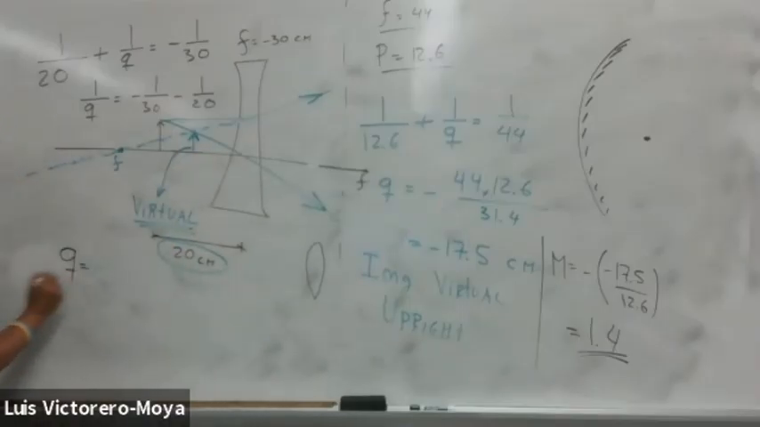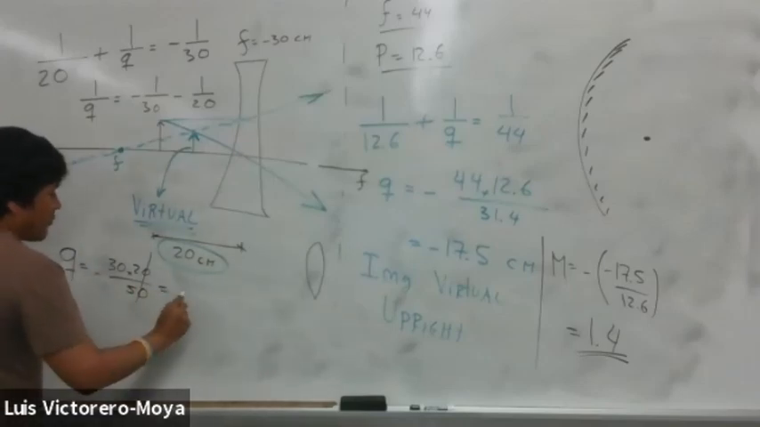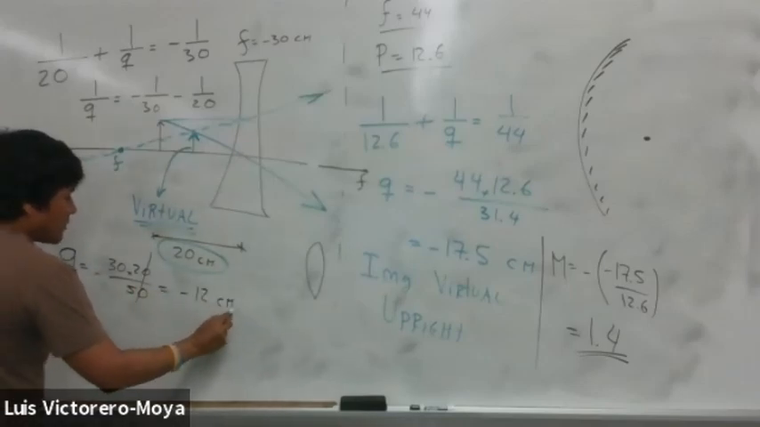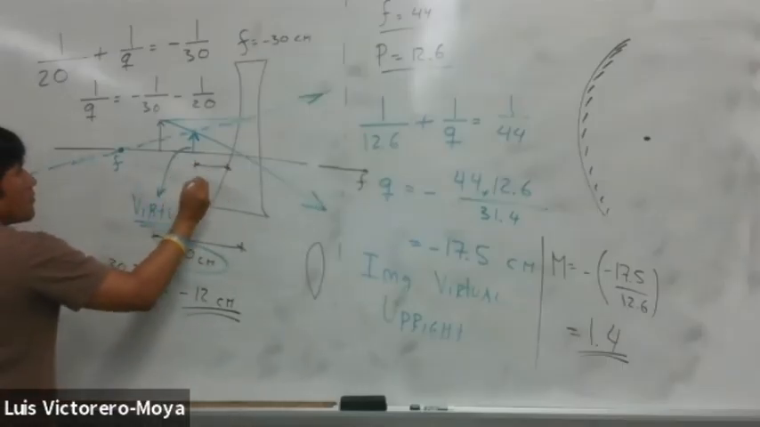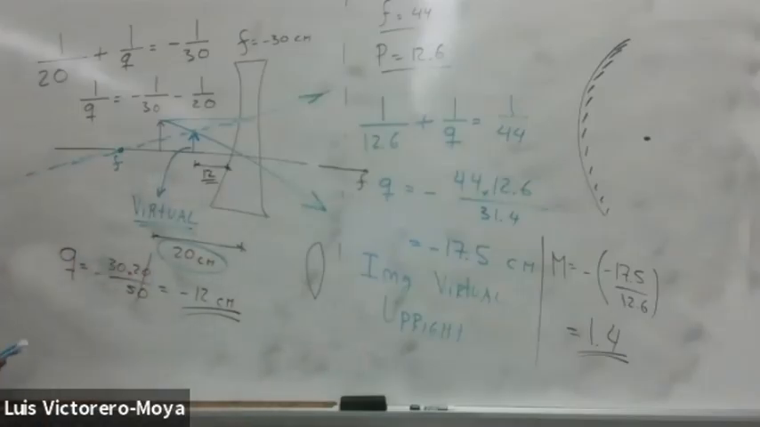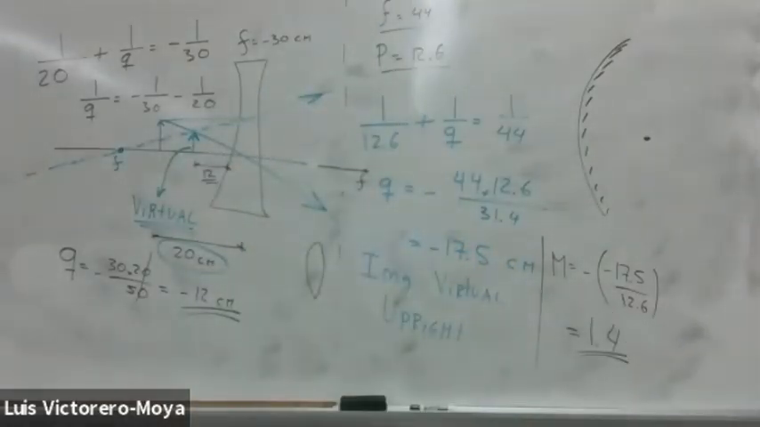So the image will be 30 minus 30 times 20 divided by 50. So 18, right? Minus 12 centimeters. So this is 12. Can you observe that image? You cannot observe the image because it's virtual.